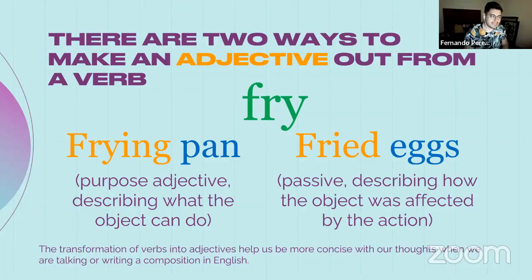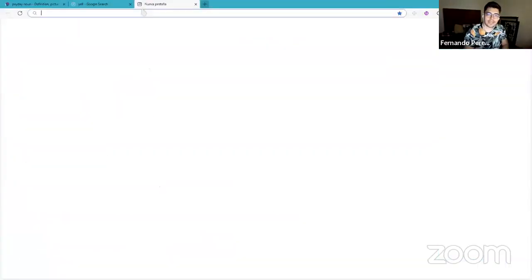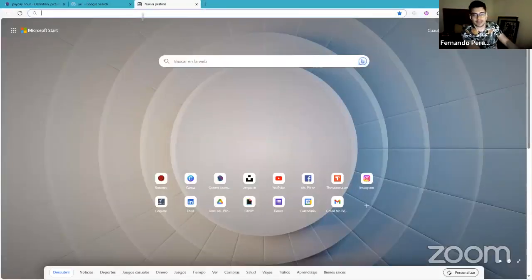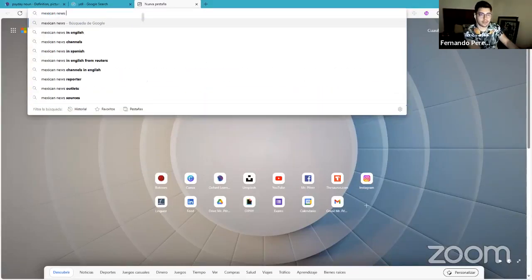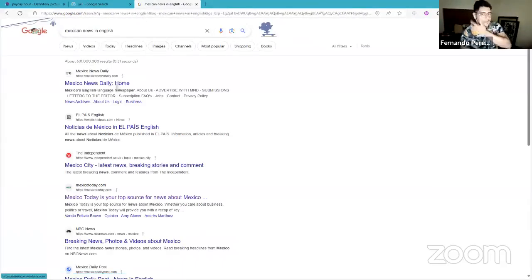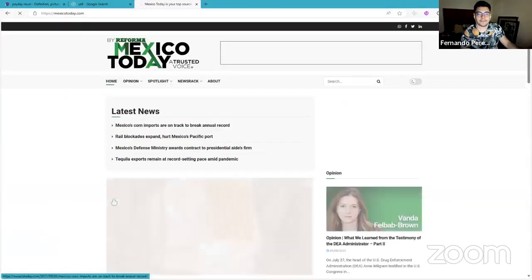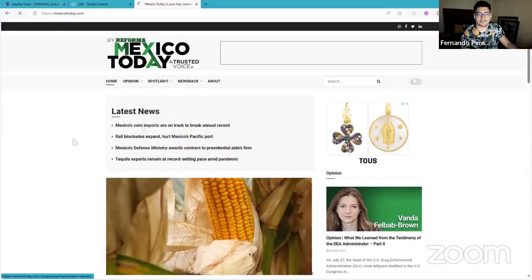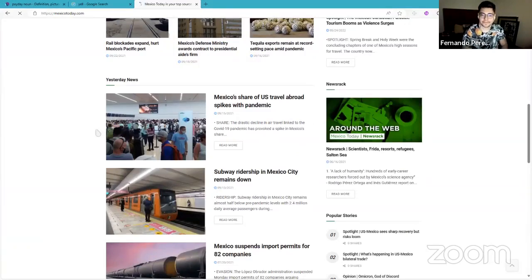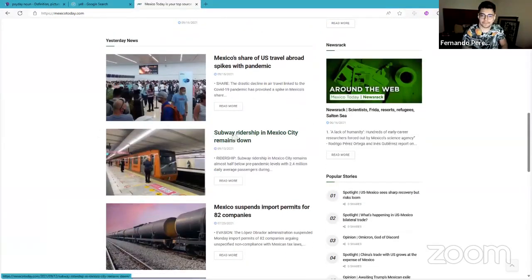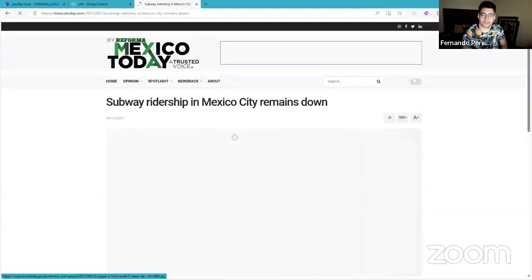And we are going to analyze this in a text. Let's go to that website we were reading the other day. Mexican news. There's one. Mexico Today. This is a very nice, interesting website to read news about Mexico in English.